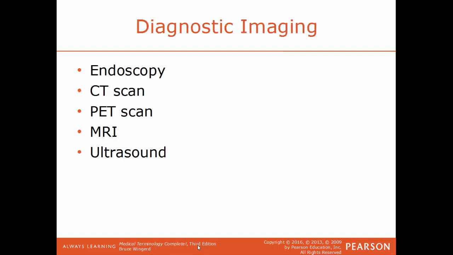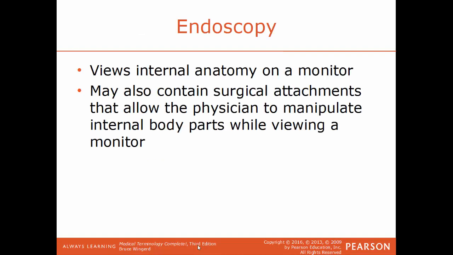Now we'll talk about different types of diagnostic imaging. There are 5 main types: endoscopy, CT scan, commonly called a CAT scan, PET scan, MRI, and ultrasound. The first one, endoscopy. This will view the internal anatomy on a monitor. It may also include some surgical attachments that will allow the physician to manipulate internal body parts while viewing through the monitor, usually with a camera or with a light on the end of a tube.